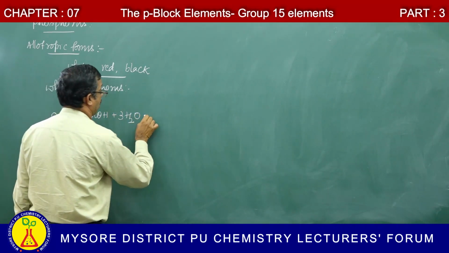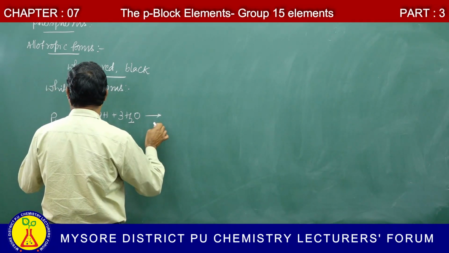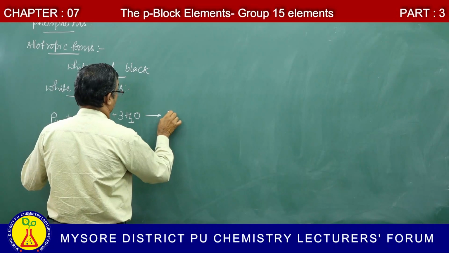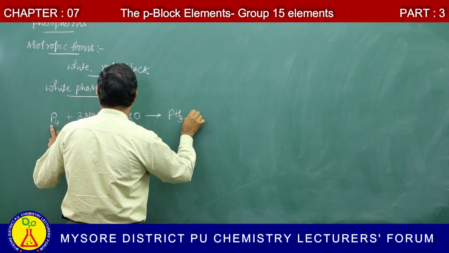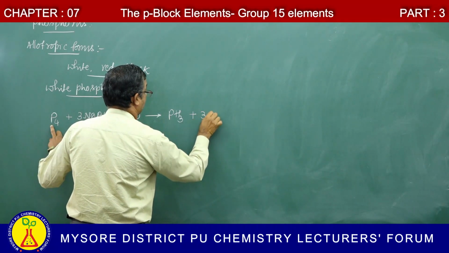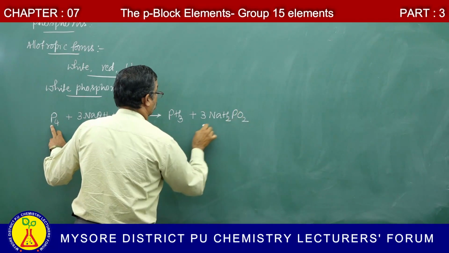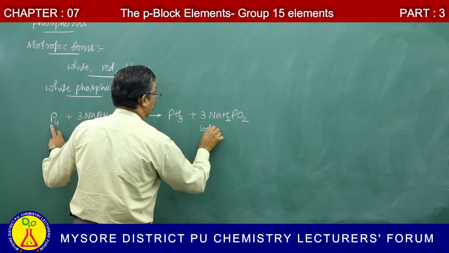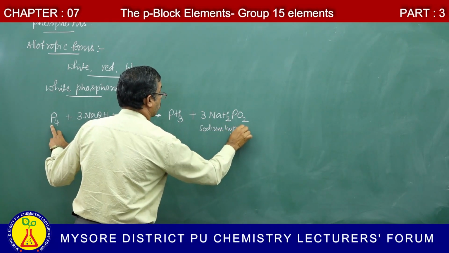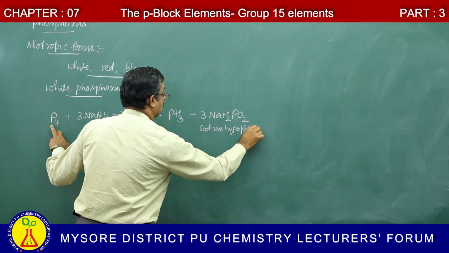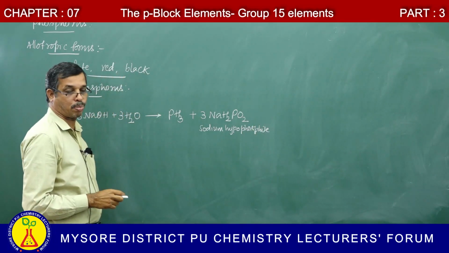The chemical equation is: this is PH3, phosphine, plus 3 NaH2PO2, sodium hypophosphite. Sodium hypophosphite.